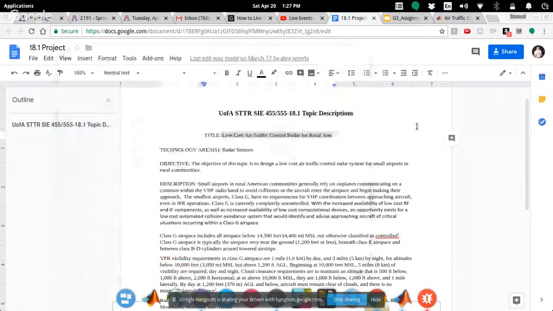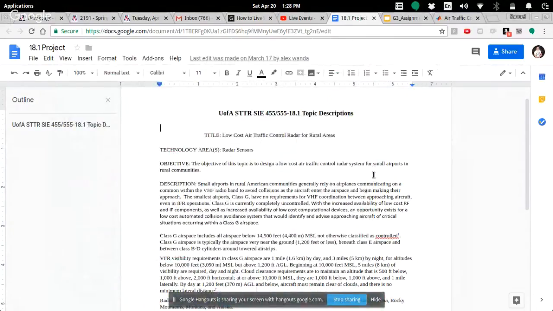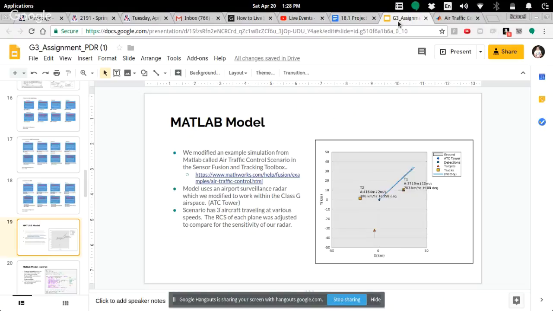I'm going to be talking about the SIE 555 project, low-cost air traffic control radar for rural areas. And I'm going to be talking about the Matlab portion, as Jeff and Josh and Alex should have talked about the other portions of the presentation by this point in time.